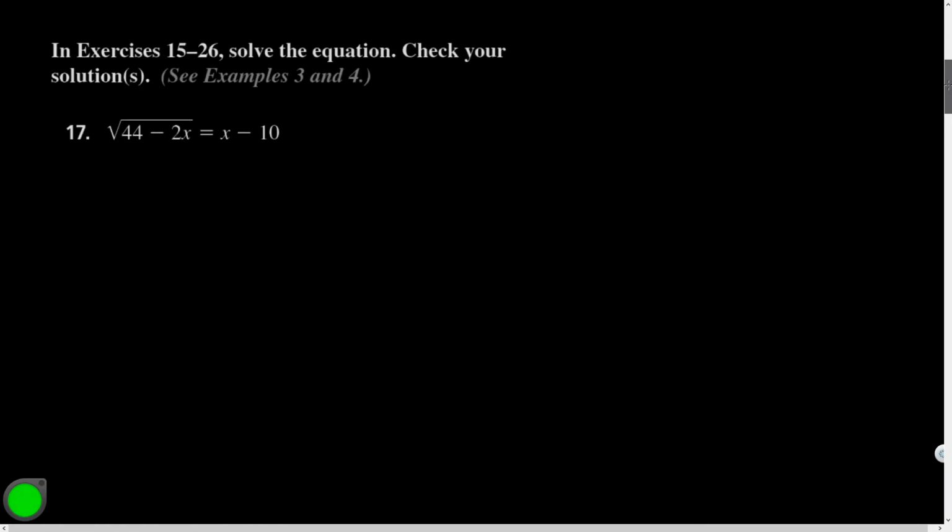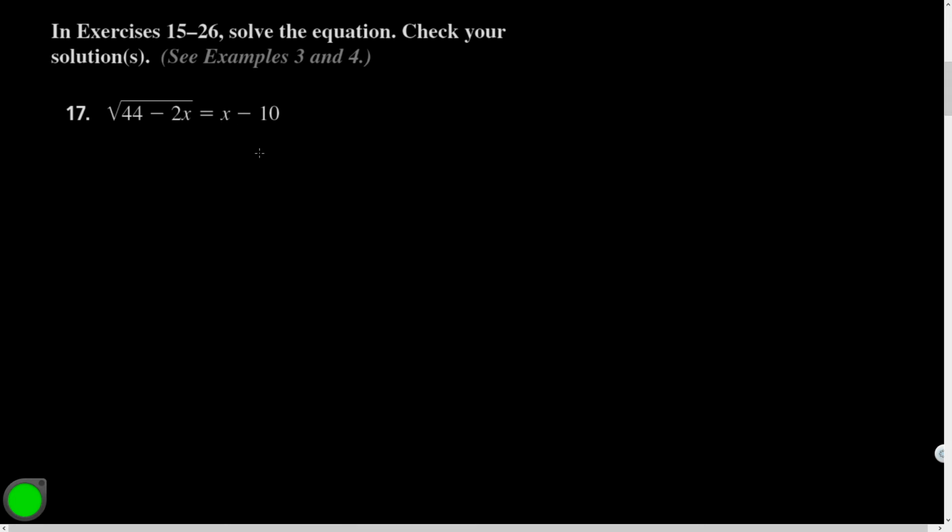Good news. All right, this is the boss fight. This is the toughest one. The radical's already by itself, so I'm going to square both sides. 44 minus 2x equals, this is the tricky part.